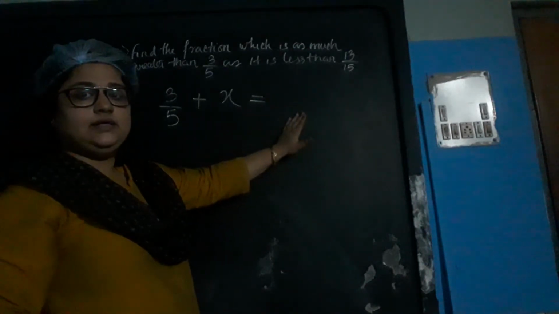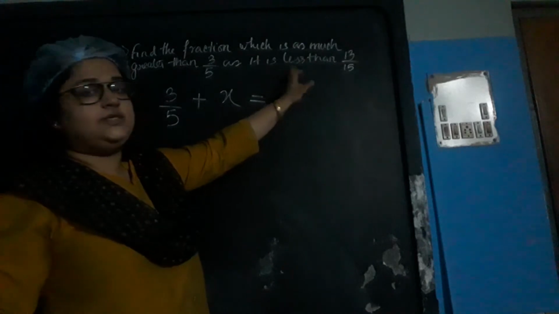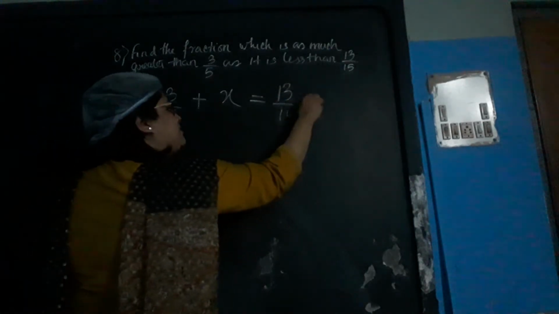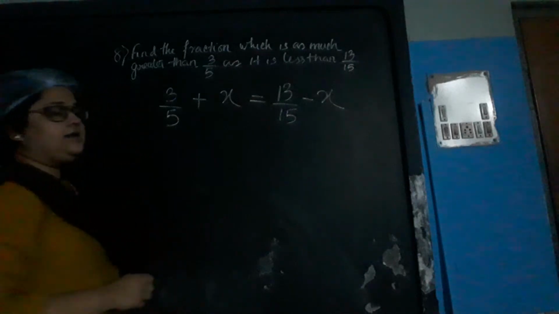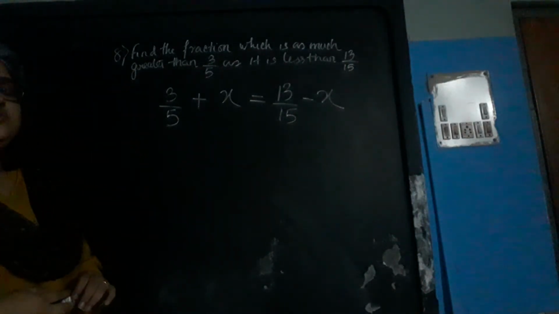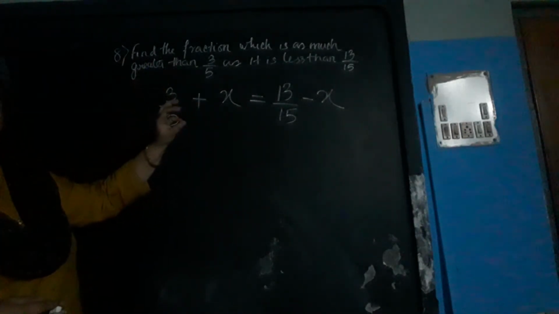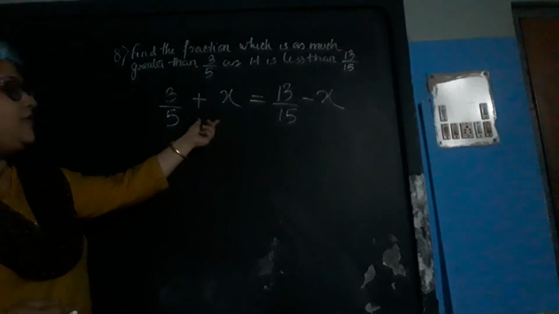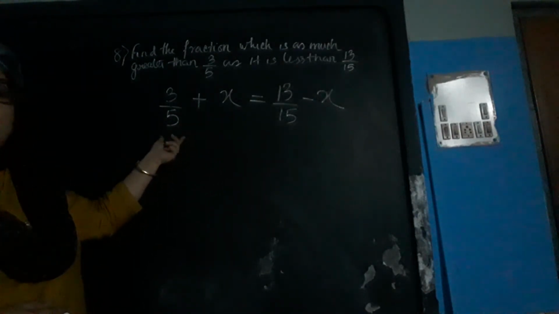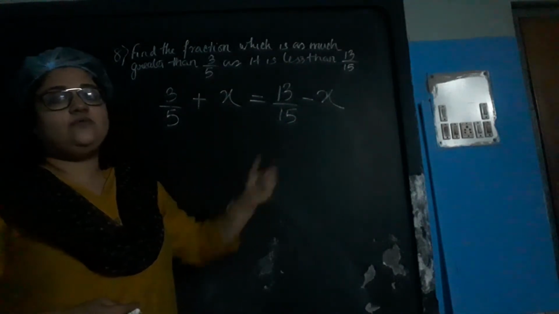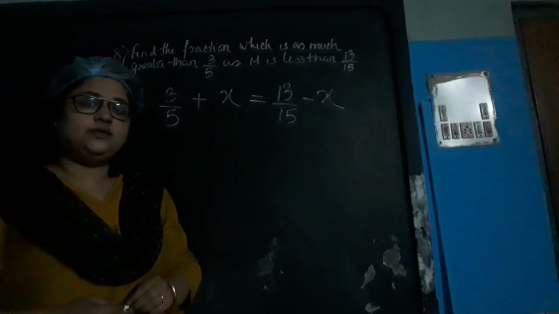Equal to, as much as it is less than 13 by 15. So from 13 by 15, if I deduct the same amount, that is x, I get the resultant fraction. So see the equation we have derived. The required fraction will be how much? If I add something to 3 by 5 and the same amount if I subtract from 13 by 15, I will arrive at the resultant fraction.